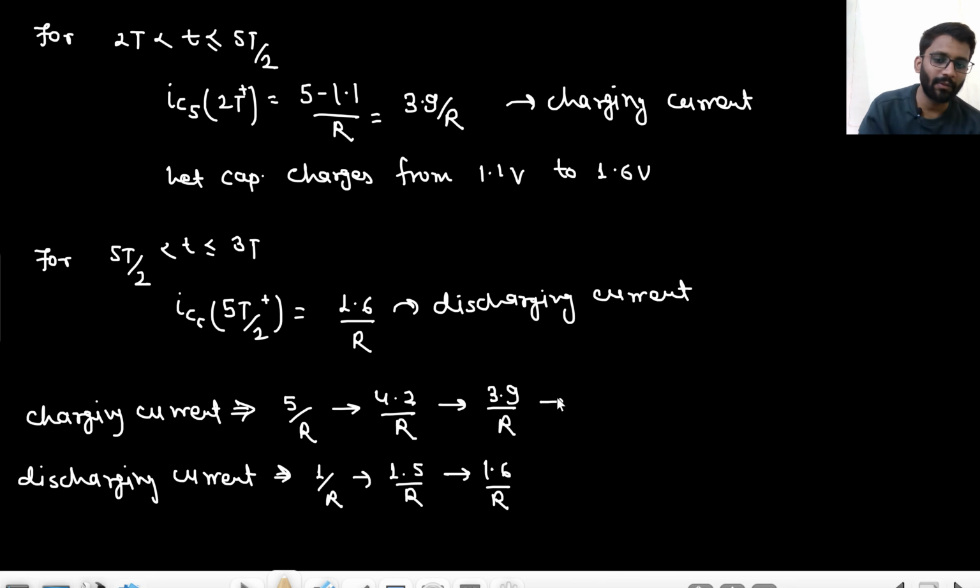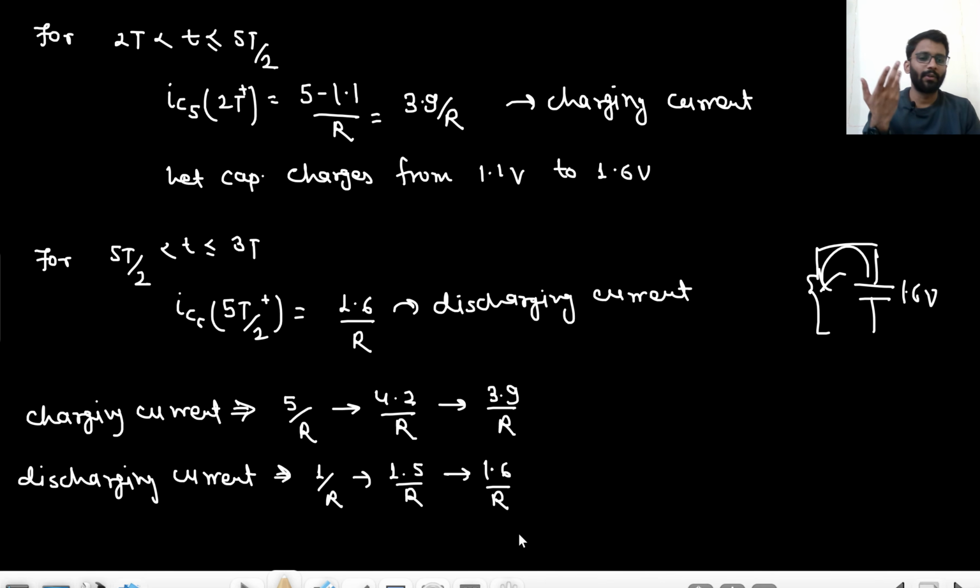Now tell me, in the next cycle what will be the charging current? It is 5 minus 1.6. Now we don't really know, 1.6 will also discharge, right? At 3t we are having 1.6 voltage, and this is the resistance, so this 1.6 will also discharge. We don't know till what value it will discharge. Let's just assume it is discharged to 1.4, so the current would be 5 minus 1.4, that means 3.6 by R, right? So again the charging current is getting reduced.